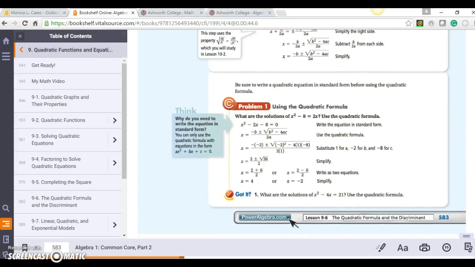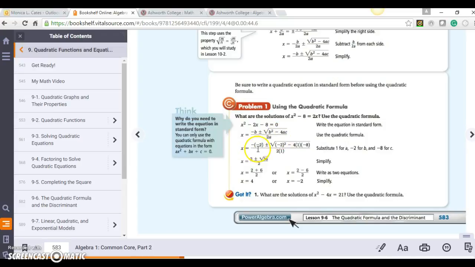So now let's apply the quadratic formula. What are the solutions of x squared minus 8 equals 2x? It's not in the correct form, so I need to subtract 2x from both sides. When I do that, I get x squared minus 2x minus 8. And so now I know my a is 1, my b is negative 2, and my c is negative 8. If I plug those in, oh, they did that for us also.